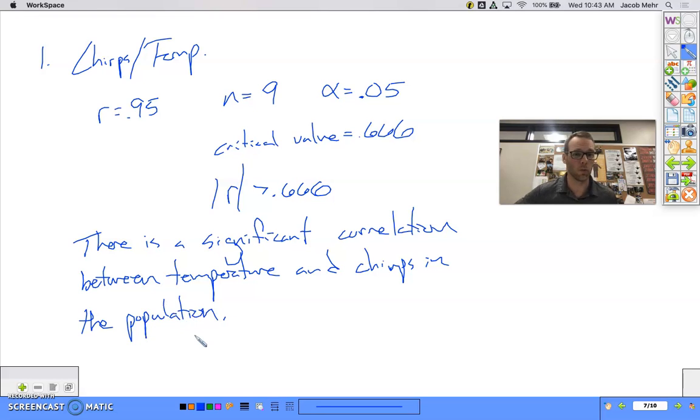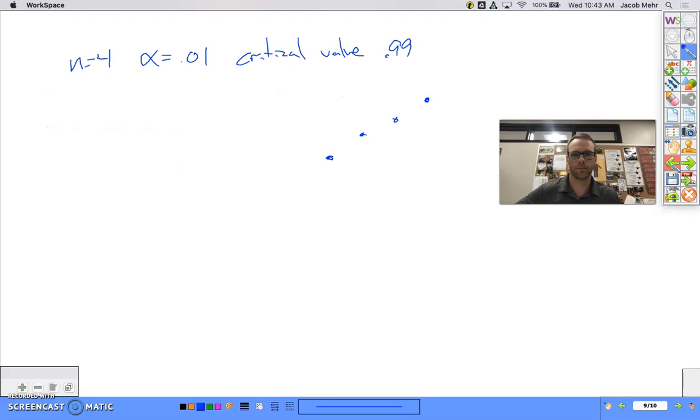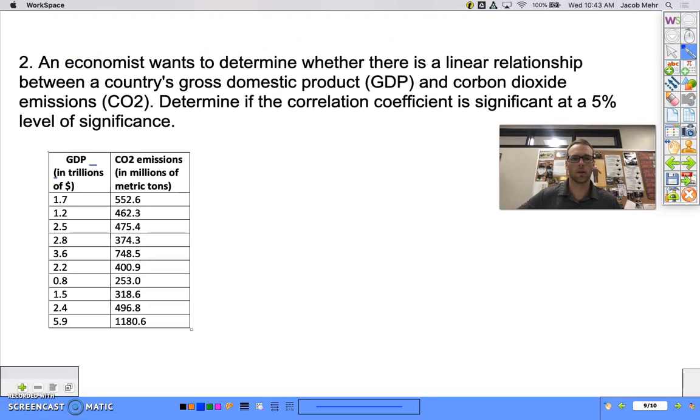Now, what's the likelihood that we're wrong? Remember that the level of significance is the likelihood that we are making a mistake when we state that conclusion. All right. So let's look at one more example.